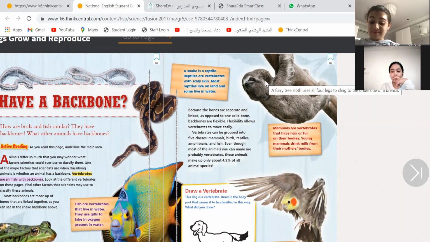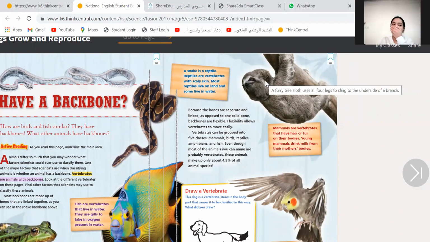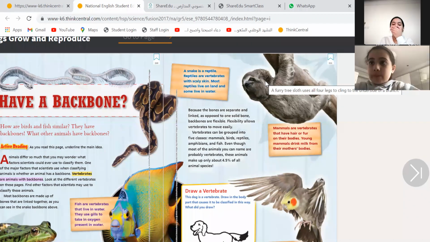So, mammals are vertebrates that have hair or fur on their bodies. Young mammals drink milk from their mother's body. We know that. Backbones are separate and linked, as opposed to one solid bone. Backbones are flexible. Flexibility allows vertebrates to move easily.